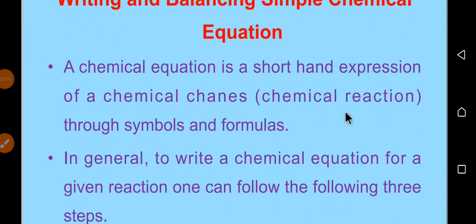A chemical equation is a shorthand expression of the chemical change or the chemical reaction through symbols and formulas.